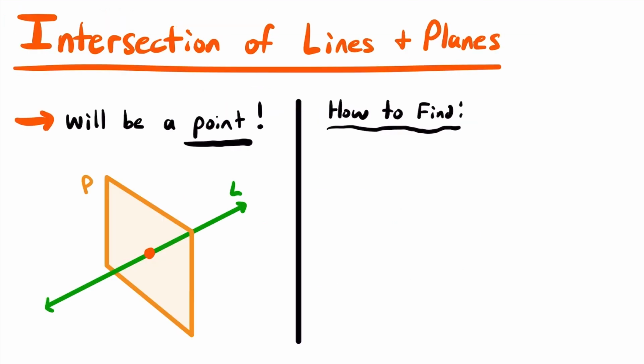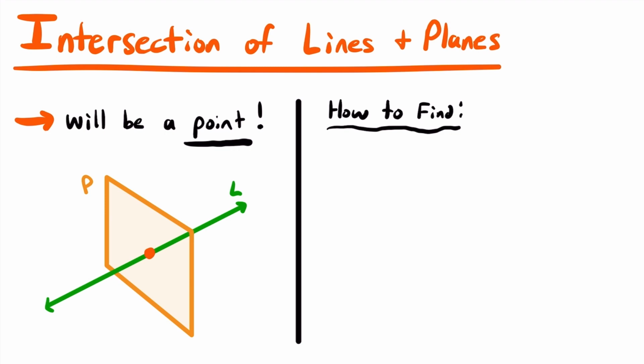Okay, so here's our first type of intersection. We're going to be looking at the intersection of lines and planes. And this type of intersection is going to be a point. And you can see that with this diagram here. We have a plane P and a line L that are intersecting, and that intersection will be a point.